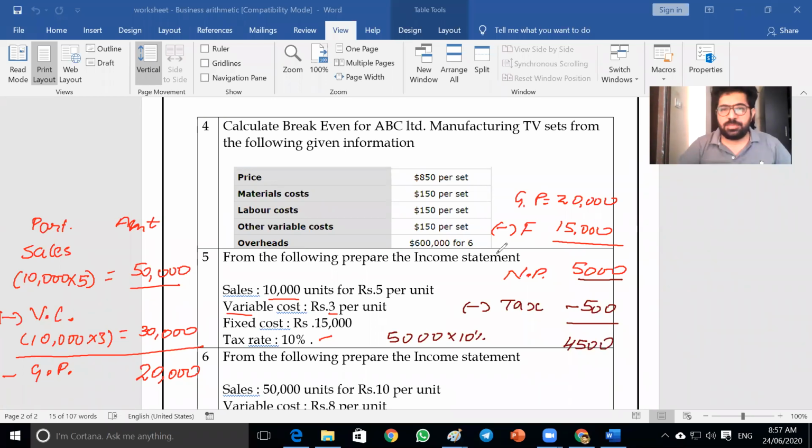I am again explaining very easily. सबसे पहला, you will always focus that sales is given or not. Now sales, multiply it with the units and the rupees. After calculating that, the overall amount is 50,000, that is 10,000 into 5. Then variable cost is 3 rupees per unit. So multiply the units with the variable cost. You will get the variable cost as 30,000.